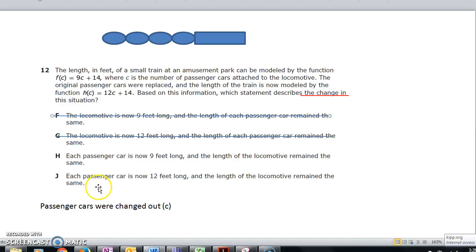So it's either H or J. H says each passenger car is now 9 feet long. J says each passenger car is now 12 feet long. Well, we know that the new length of the train is now modeled by h of c equals 12c plus 14. So I'm looking for a 12, not a 9, and the answer choice that has that is J. Each passenger car is now 12 feet long, and the length of the locomotive, which is our 14, stayed the same. So the answer choice is J.